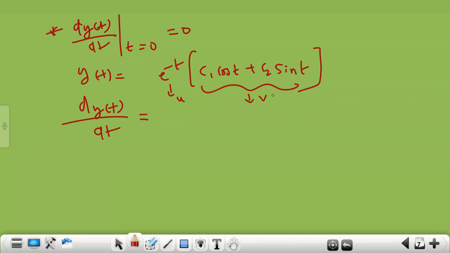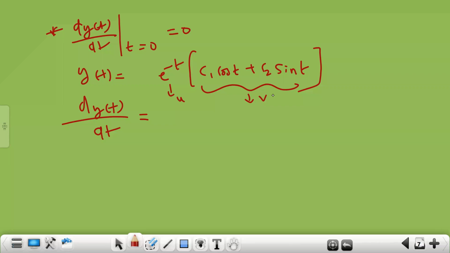Sir, after applying the product rule, the expression that we'll get is minus e power minus t into C1 cos t plus C2 sin t. Yeah, correct. Your answer is correct. Sai Kiran, tell me.